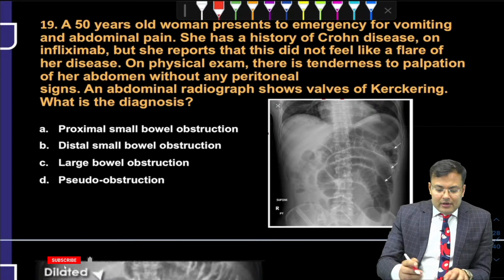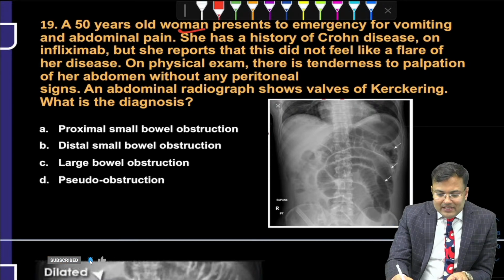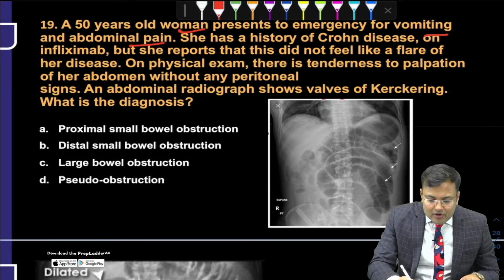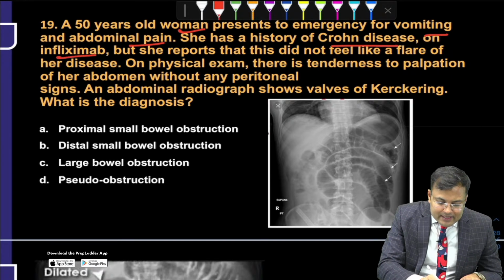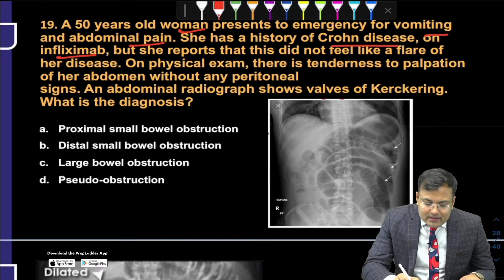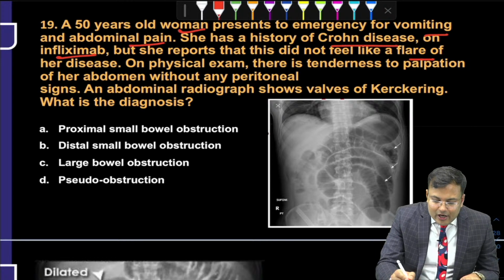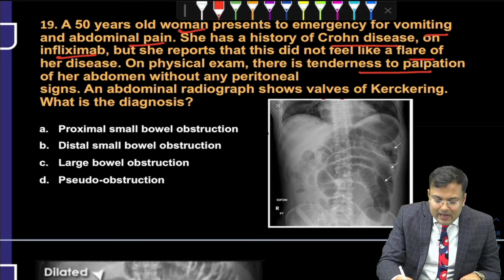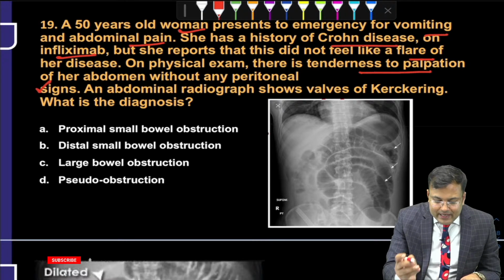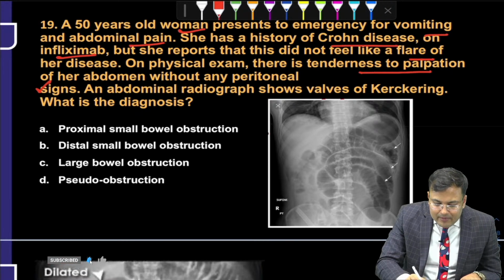50 years old woman presents to the emergency for vomiting and abdominal pain. She has history of Crohn's disease on infliximab. She is receiving infliximab, but she reports that this did not feel like a flare of her disease. On physical examination, tenderness to palpation of her abdomen without any peritoneal signs, means no peritonitis. Abdominal radiograph shows valves of Kerckring.